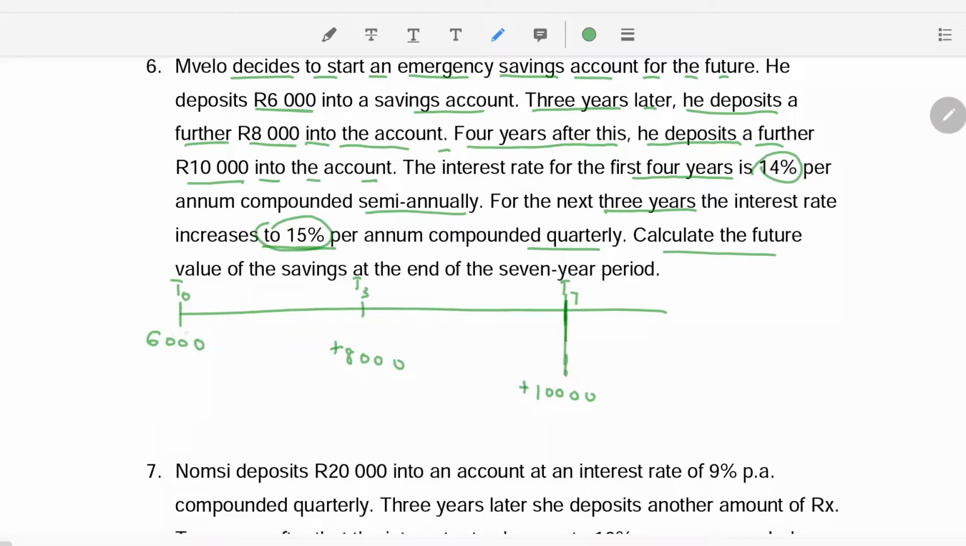So the 6,000 will be in the account until the end of 7 years. The 8,000 will be in the account till 7 years. And the 10,000 will also be there at the end of the 7-year period. Then the interest rate: 14% for the first 4 years. So at T4, we have the interest rate there, and it is 14% compounded semi-annually. And then it changes to 15% compounded quarterly.